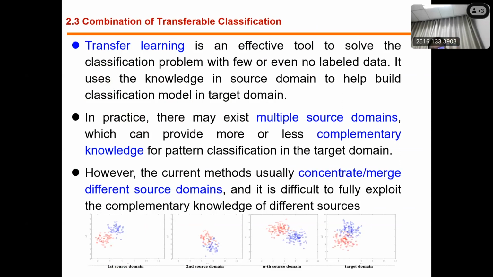In previous work, they usually simply combine all the source domains together. For example, these three source domains will be directly combined into one source domain. And then we transfer the target domain and the integrated, or combined, source domain to a common feature space.